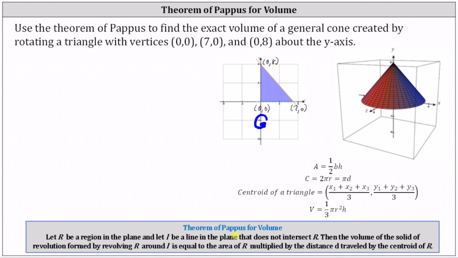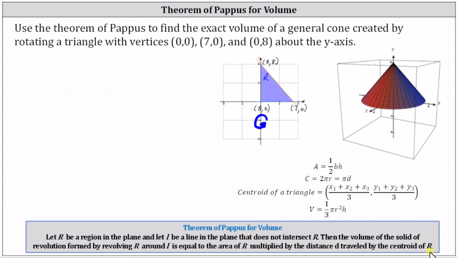The theorem of Pappus for volume states, let R be a region in the plane and let L be a line in the plane that does not intersect the region R. In our case, the region R is the triangular region, and the line L is the y-axis. Then the volume of the solid of revolution formed by revolving R around L is equal to the area of R multiplied by the distance d traveled by the centroid of the region R.